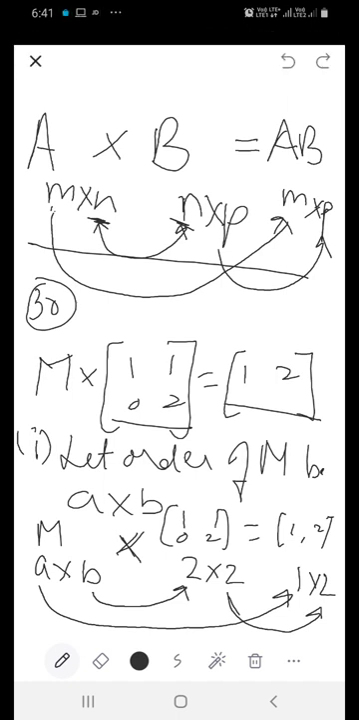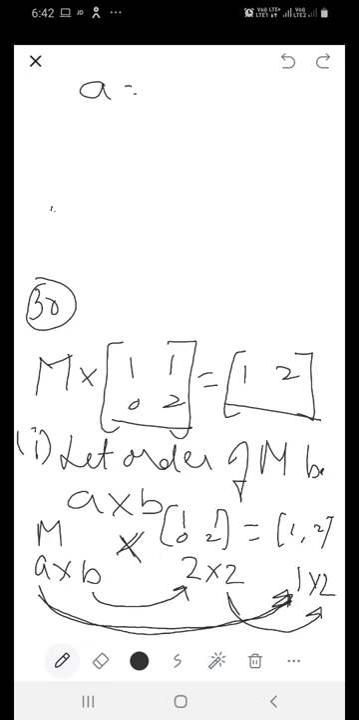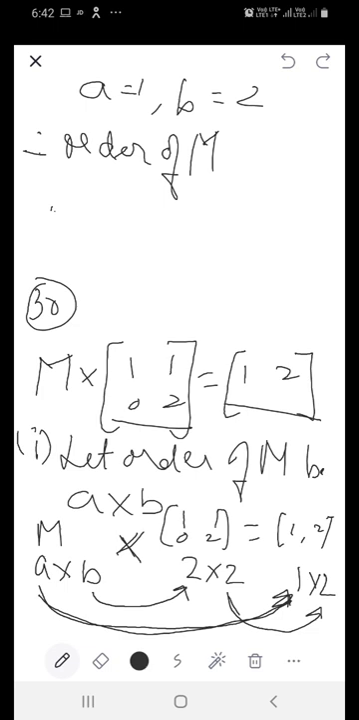So what will you write? You are going to write the answer of the first part. First write like this. Make a diagram for it and make the arrows like this. You will say A is equal to 1, B is equal to 2. Therefore, the order of M is 1 by 2. This is the answer of the first part.